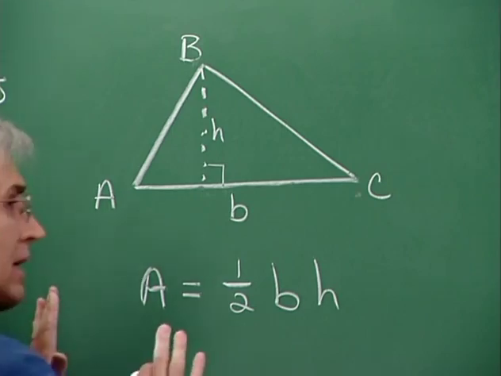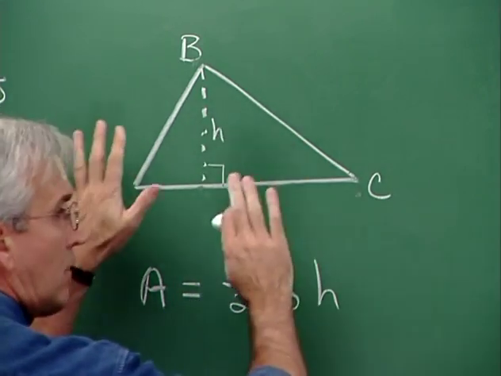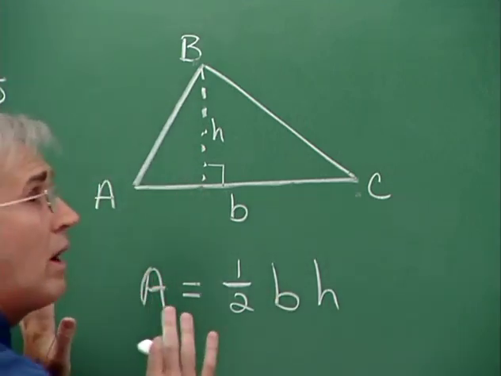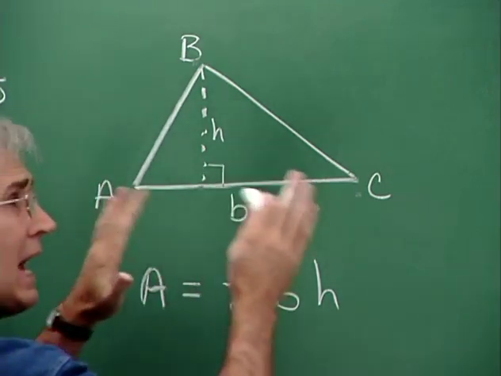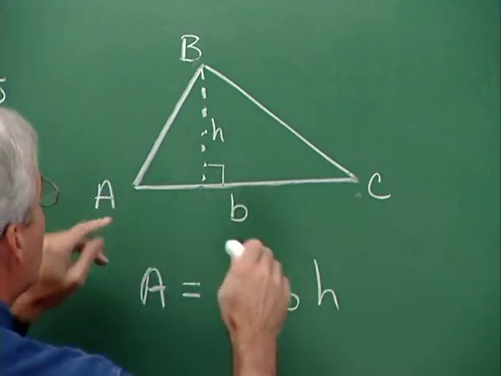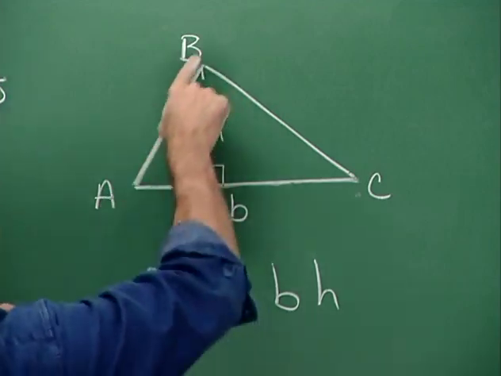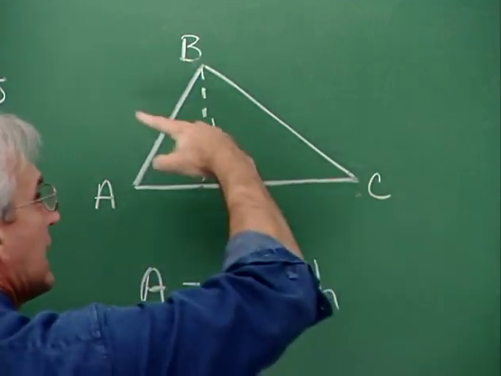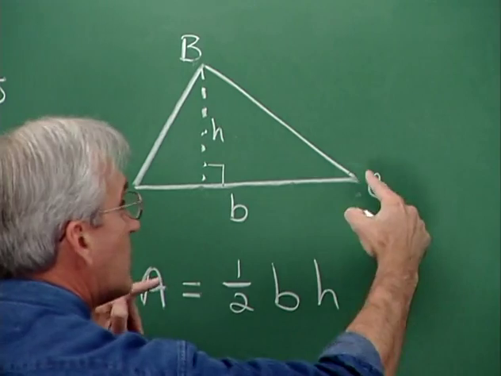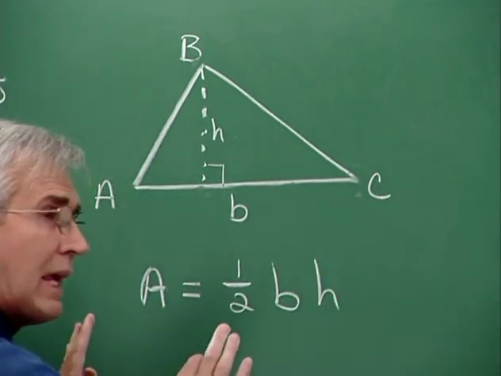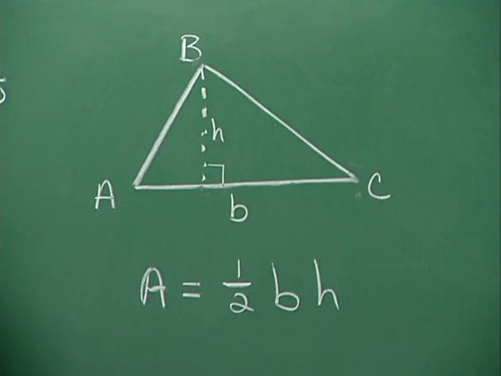Now, I mentioned that there are three sides, and therefore there would be three heights involved in a triangle. This is just one of them. So there's a side-height relationship, three of them. This side has a height related to it. This side has a height related to it. You see, it's the distance from this side to that point. But any of those will do in finding the area of a triangle.